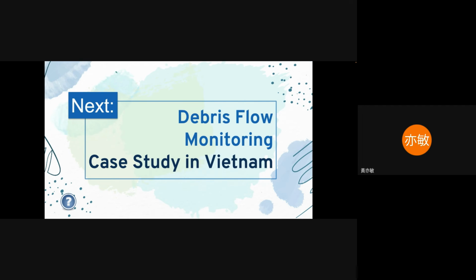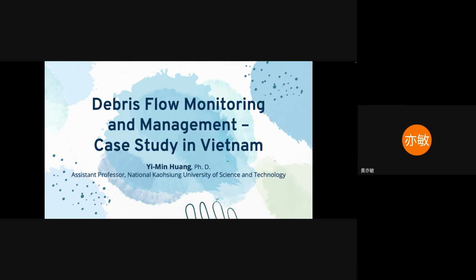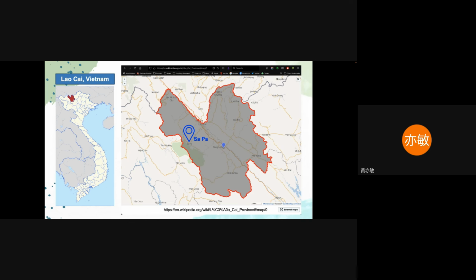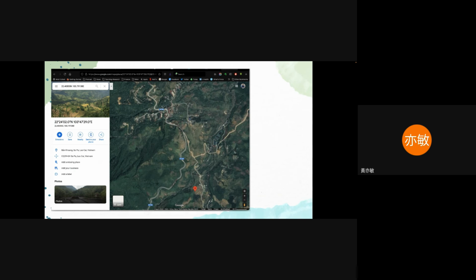So I will show you the final case we have in Vietnam. We have a debris flow, and in Vietnam we call it Sapa. It's in the northern part of Vietnam. And this is the location. This is the satellite image I captured from Google Earth. So this is the location we need to monitor. It has an upstream and a downstream.